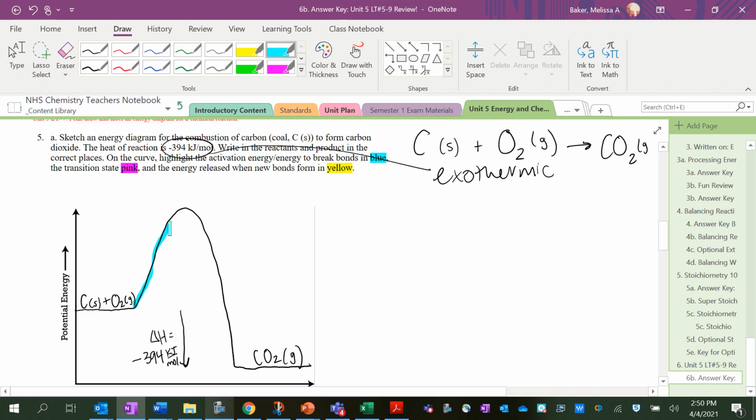Breaking bonds is happening on the way up. It didn't tell us the activation energy exactly, but we know that it's that blue line. The transition state is the tippy top, where all the atoms are single because the bonds have broken. And then the way down, new bonds forming, is the yellow.